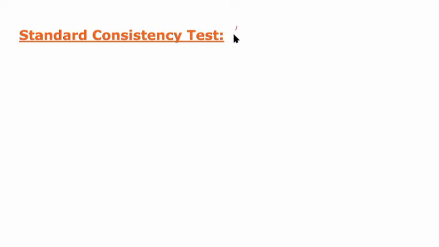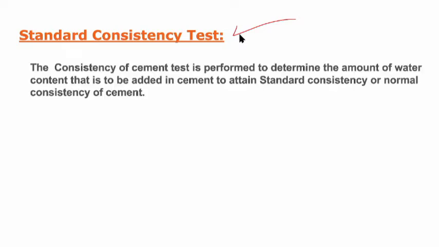The next test we have is standard consistency of cement. The standard consistency of cement is very important since it is required to find out the initial setting time, final setting time, soundness and strength of cement. The consistency test is performed to determine the amount of water content that is to be added to cement to attain standard consistency.